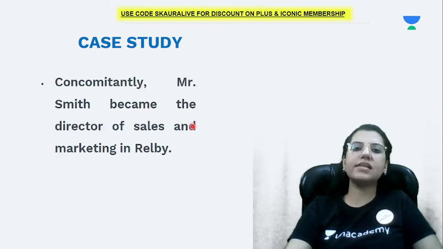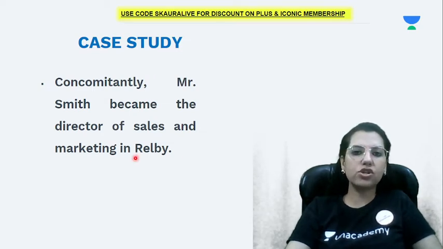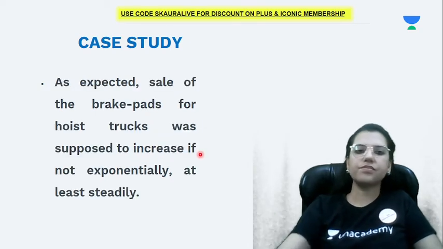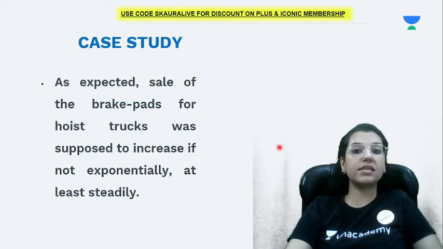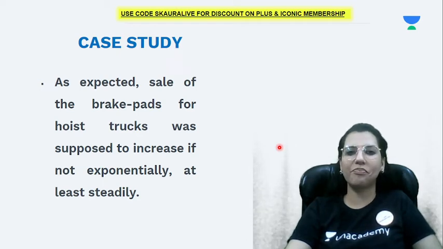Concomitantly, that is, at the same time, Mr. Smith became the director of sales and marketing. So there is an entry of another proper noun, Mr. Smith. He became the head of sales and marketing in that company, Relby. Now this is the case. See, I have not even started solving the question. This is a problem statement.